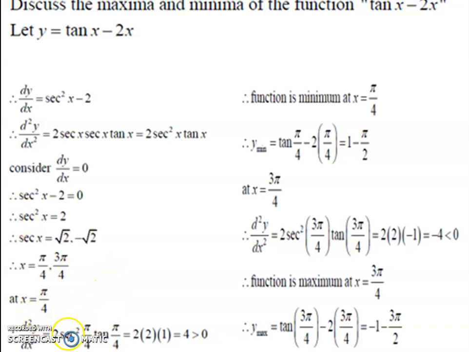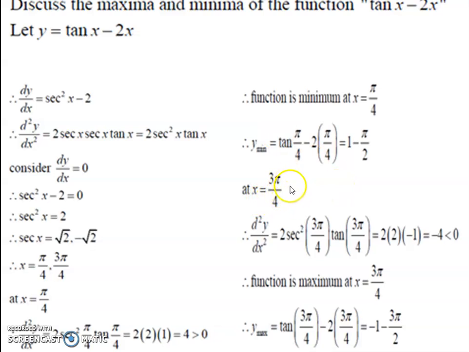For 3 pi by 4 we will consult later. First, at pi by 4 we put the value instead of x in d square y by dx square, which is 2 sec square pi by 4 tan pi by 4. Sec square of pi by 4 is root 2 square, which is 2, so 2 into 2 into 1 is 4, and 4 is greater than 0. That implies the function is minimum at pi by 4. Now we put pi by 4 instead of x in equation number 1: tan pi by 4 minus 2 into pi by 4. Tan pi by 4 is 1, and 2 into pi by 4 is pi by 2. So 1 minus pi by 2 is the value of y. The function is minimum at x is equal to pi by 4, and 1 minus pi by 2 is the minimum value.